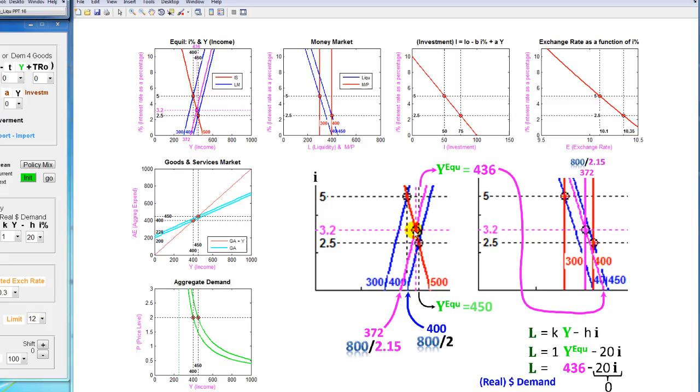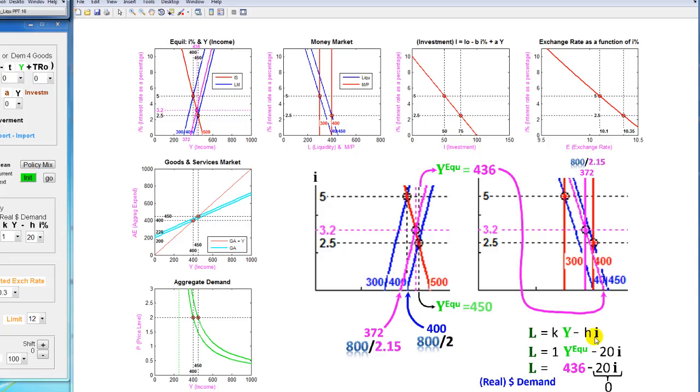As the equilibrium now is the intersection between the IS curve, the red line, and the new LM curve, the pink one, the equilibrium is this 436. We already saw in a previous video how analytically you can find this number. It is the equilibrium between the IS and the LM curve.